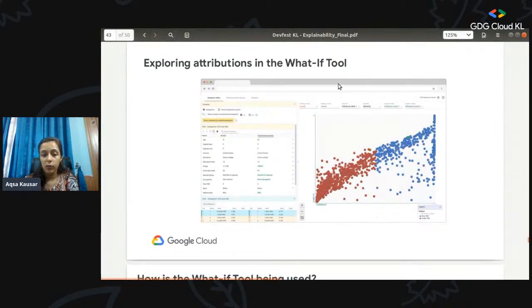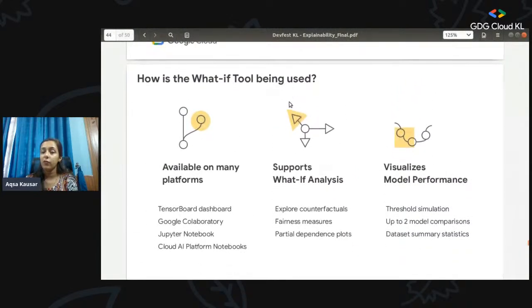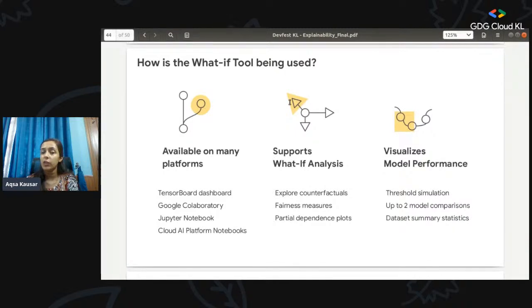So this is what the What-If Tool looks like. It has multiple things that you can look into. You can compare two models, and you can see data imbalances in your data set. For explanations, it's available on multiple platforms. It's available with the TensorBoard dashboard, alongside all the other things that TensorBoard gives, such as being able to see your model layers, the loss graphs, the accuracy graphs, etc. You also have a tab for the What-If Tool, and you can use that to analyze your model, right?